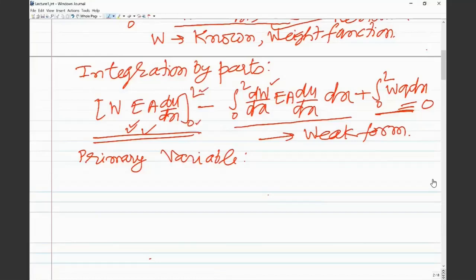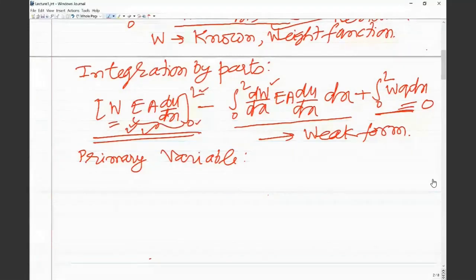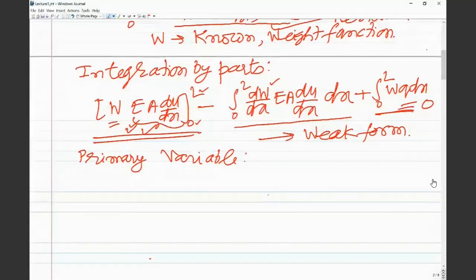In the boundary term, there are two types of terms. One is the weight function term, and another is the variable u term, which is EA into du by dx. Primary variables we identify by looking at the weight function term in the boundary term. The weight function in this case is w. If in place of w we write u, whatever we get is the primary variable. So in this case, the primary variable is u.